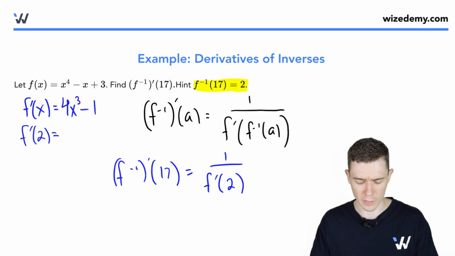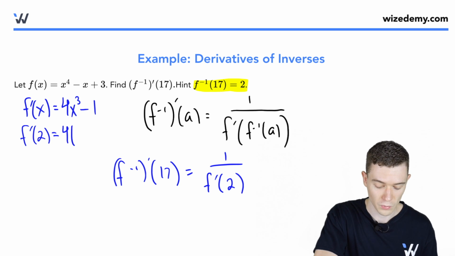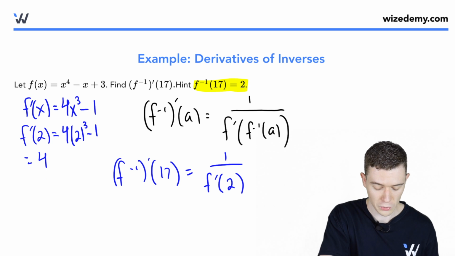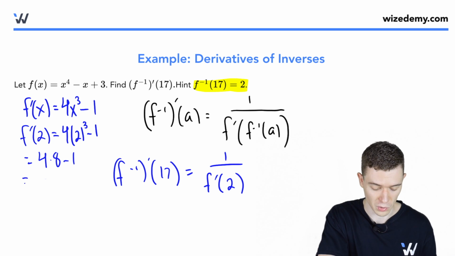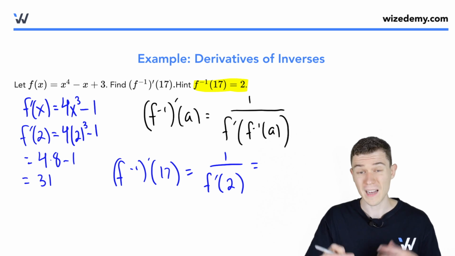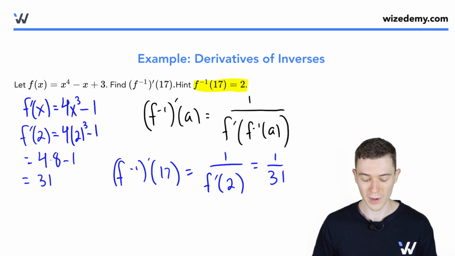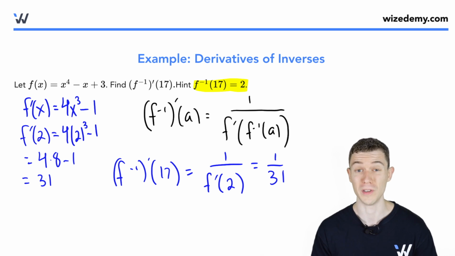Remember, we have an f prime of 2 in the denominator. Let's just plug in 2 for x. 4 times 2 cubed minus 1. 2 cubed is 8, so that's 32 minus 1, or 31. That's what goes in the denominator here. Our answer is 1 over 31. That's the derivative of our inverse function at 17. We used that formula.